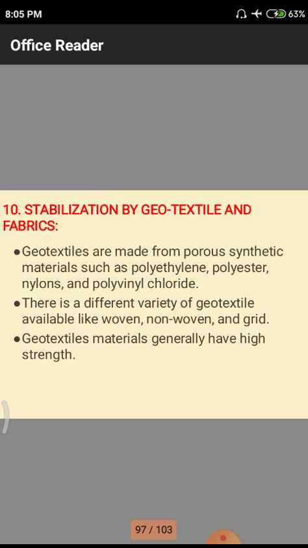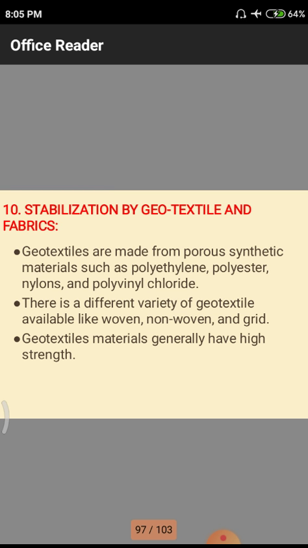Next one, there are different varieties of geotextiles. That means in the textiles itself there are different varieties. First one is woven, non-woven, and grid. Normally woven, non-woven and grid, these three are the different materials related to these geotextiles.